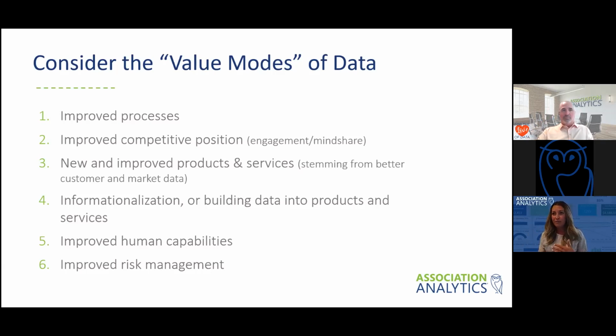And then improved risk management. And so all of these are value modes of data. You can write them down. Like I said, we'll send them, and this can be an exercise you go through to help prioritize as an organization.